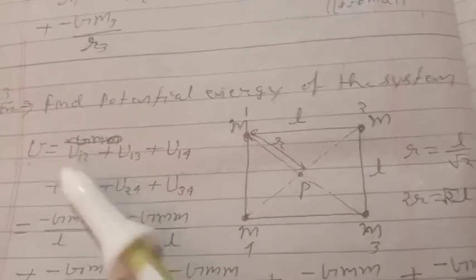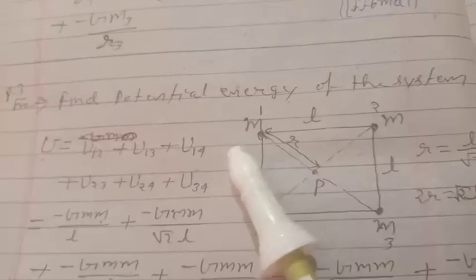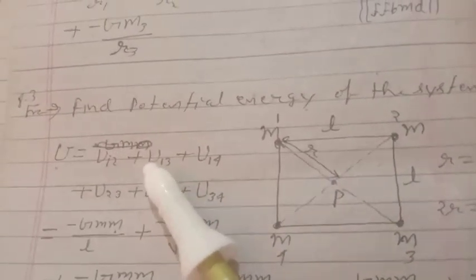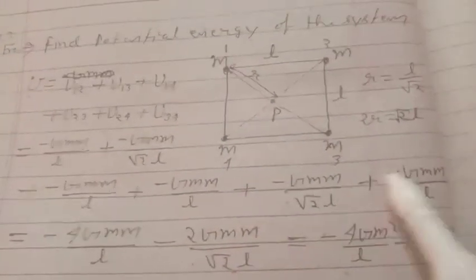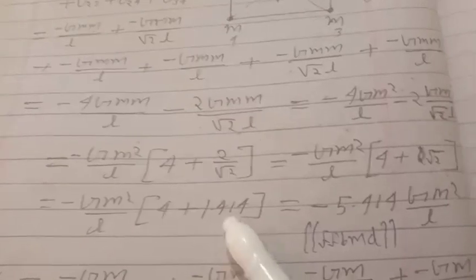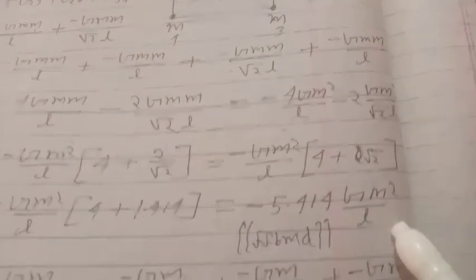Now potential energy between masses 1 and 2, that is U12, and similarly potential energies U13, U14, U23, U24. Each pair we mix with every mass, and finally we get this value. And solving, finally we get minus Gm square by L into 4 plus 1.414, equals minus 5.414 Gm square by L.